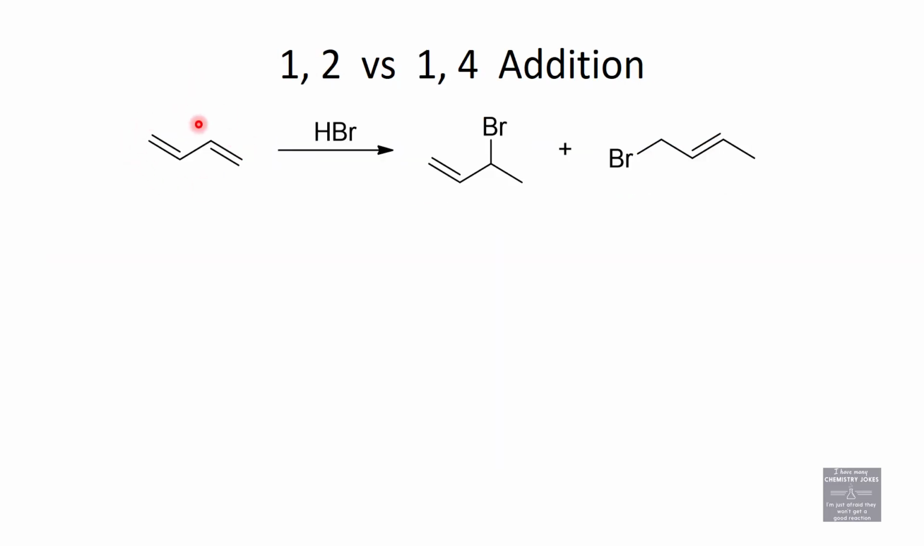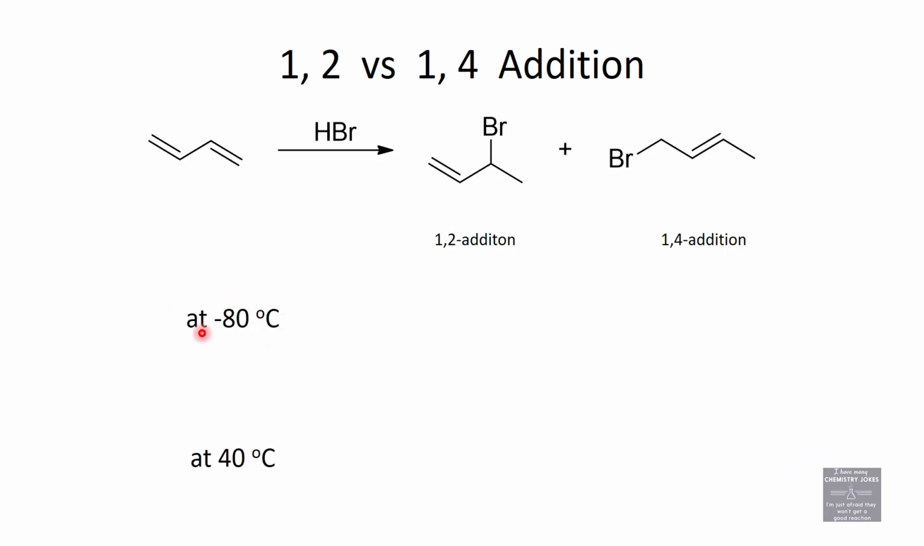This is a conjugated diene. When you add HBr to this conjugated diene, you're going to get this product and this product. This product is called the 1,2 addition product. This product is called the 1,4 addition product. We'll draw a mechanism. Depending on the reaction conditions, you can get one of these products to be favored over the other, but you're going to get both products.